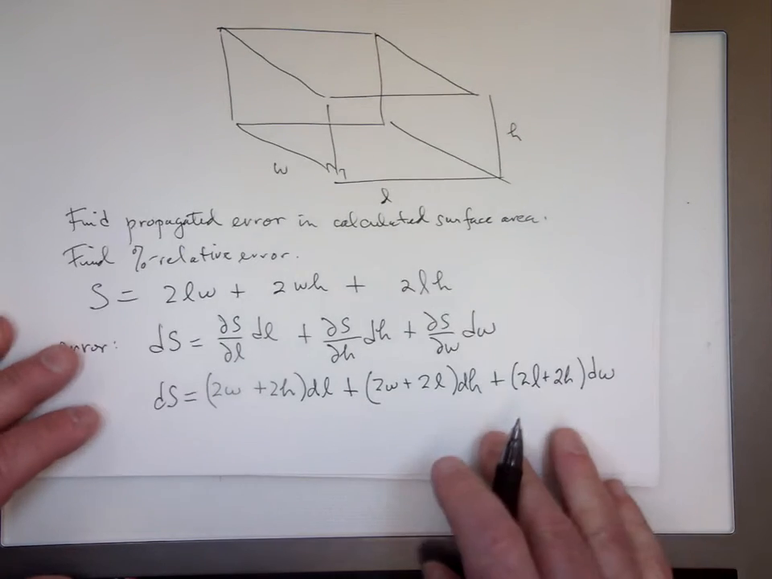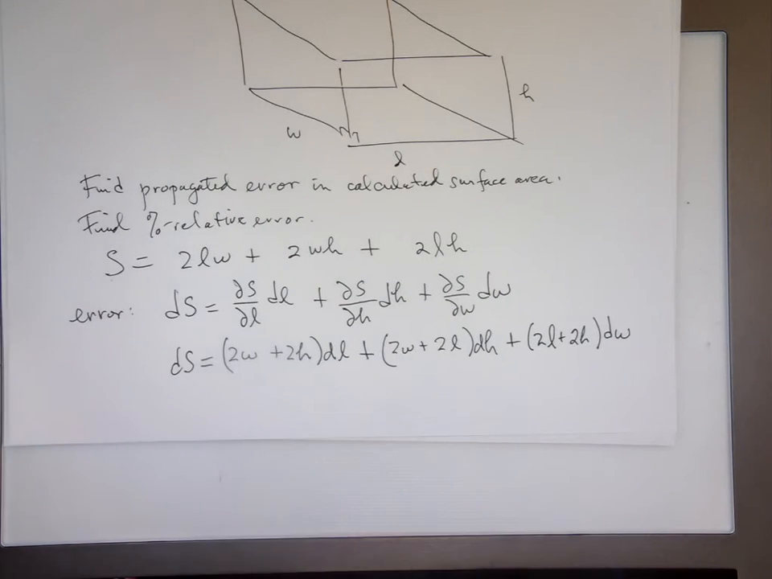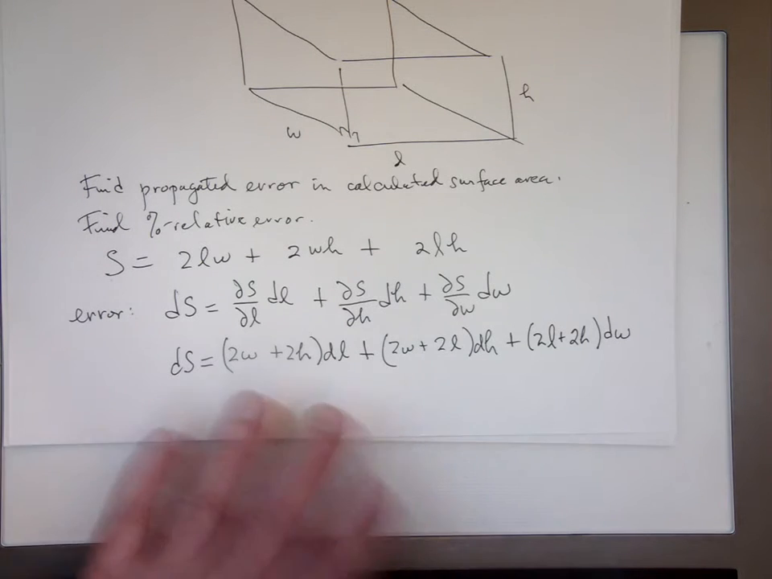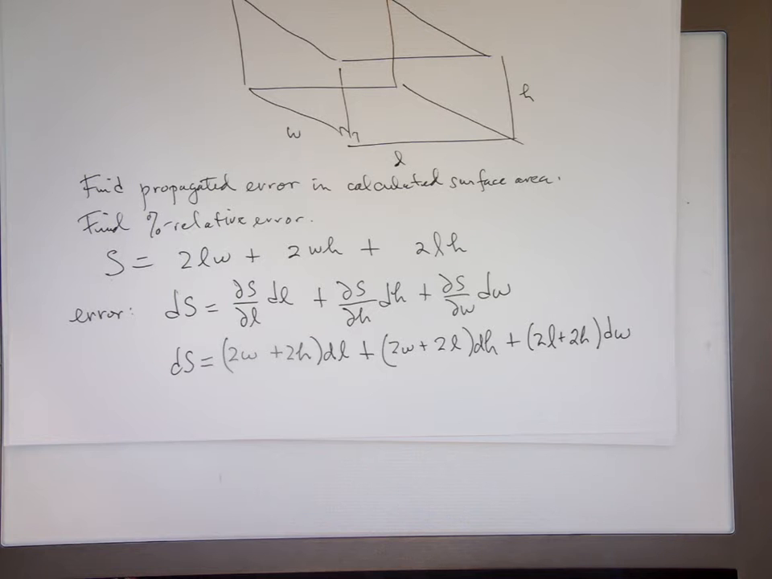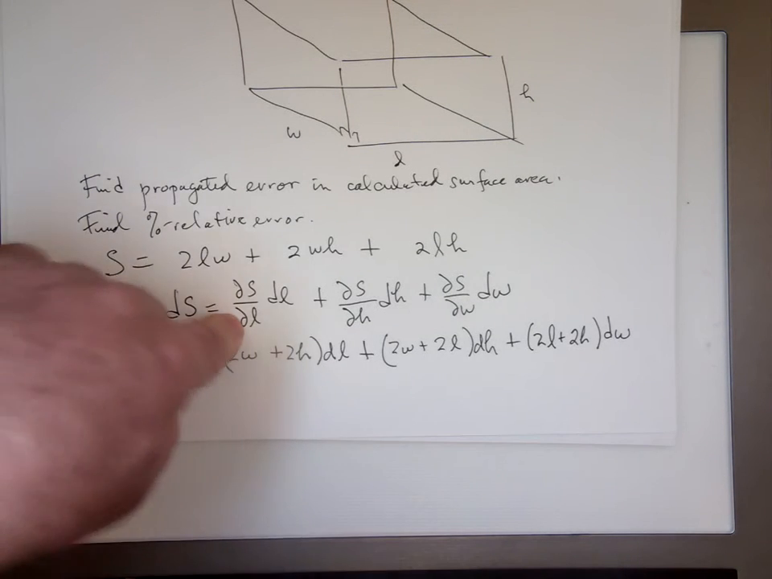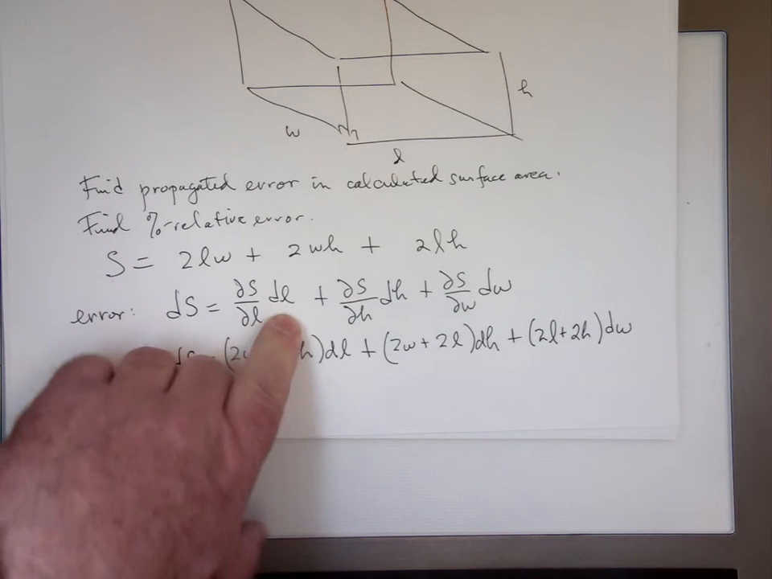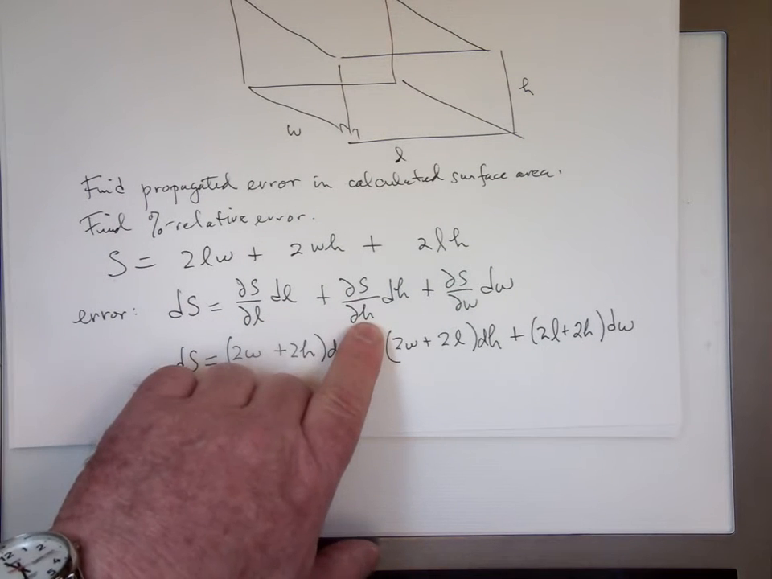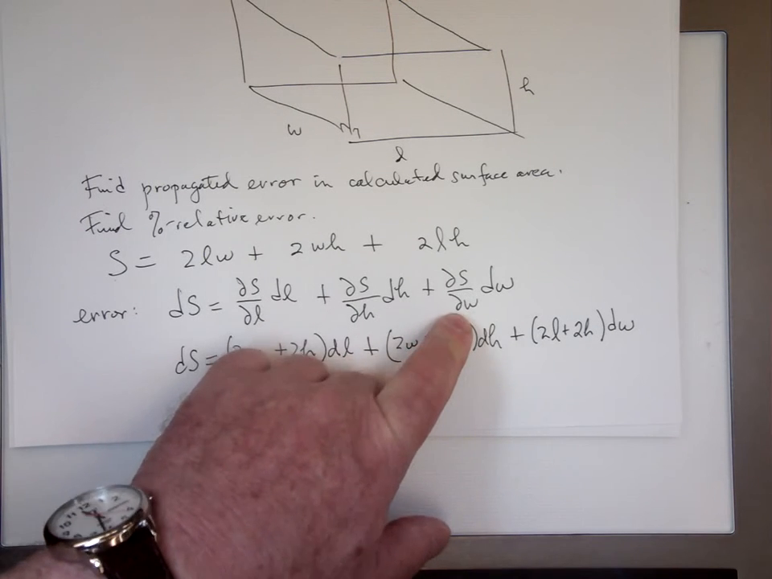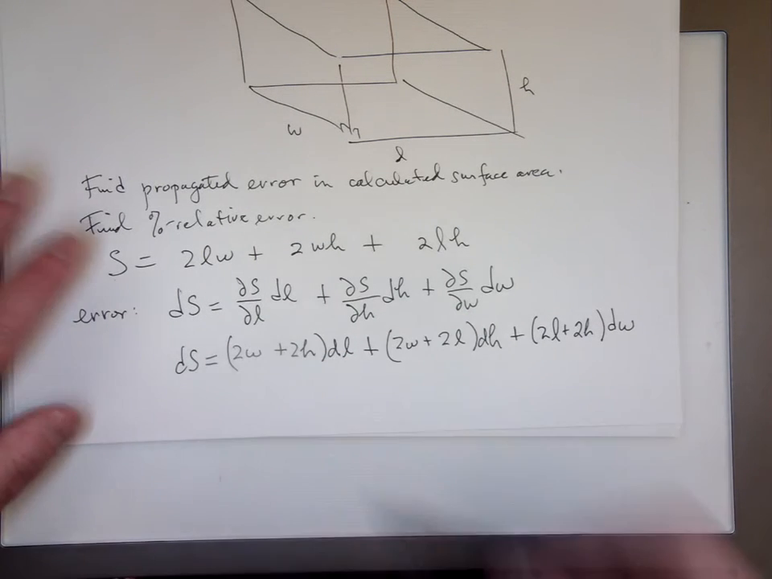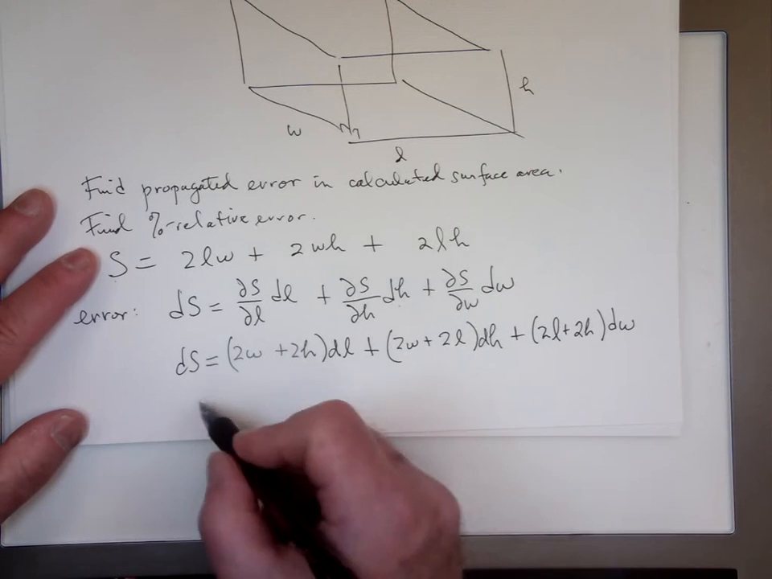Okay. Yeah, and think about it. Hopefully, it makes some sense. We've got a calculated surface area, and we want to find the error. And the error is going to be how fast S changes with respect to L times the change in L, how fast it changes with respect to H times the change in H, and how fast it changes with respect to W times the change in W. These changes here are the errors. So, here's what we have.